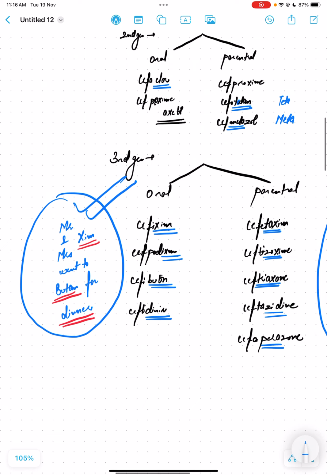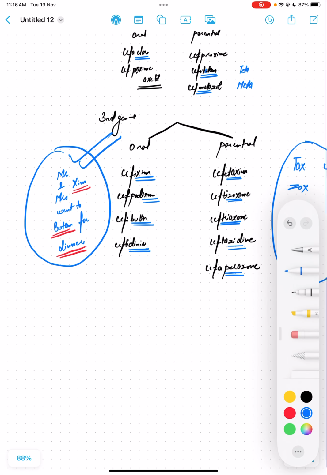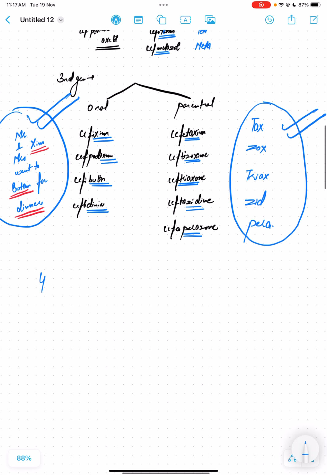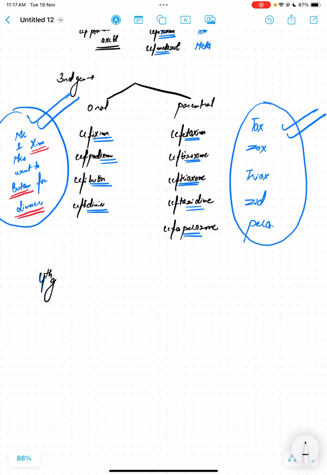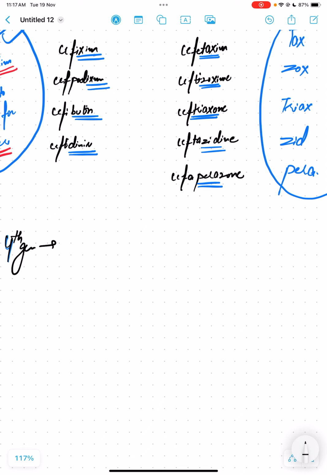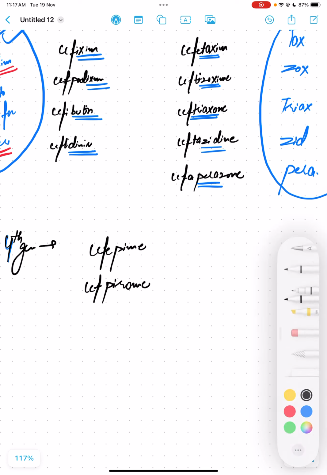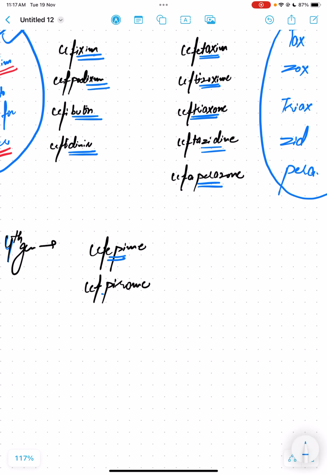Okay, now we will begin with the fourth generation. The fourth generation involves cefepime and cefpirome. You can also remember this with the word "pi".